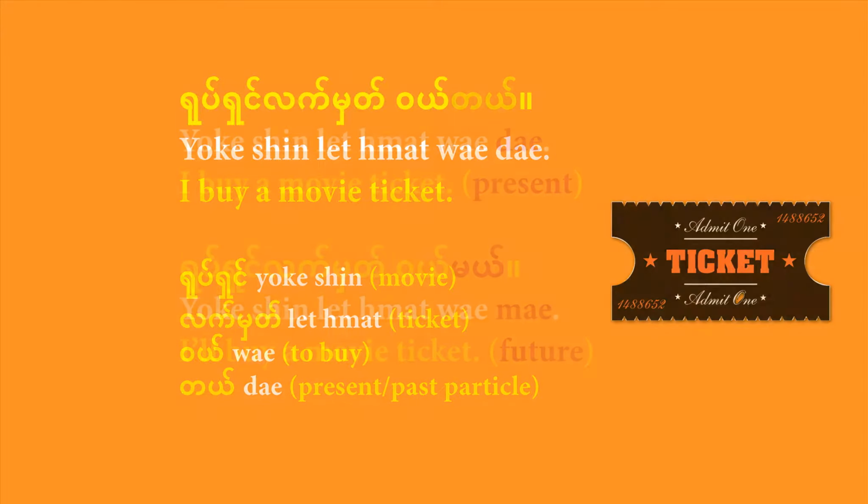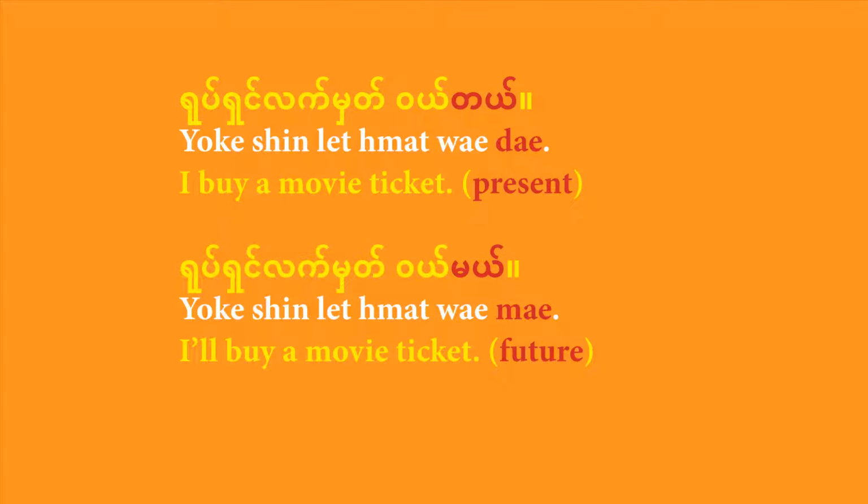There. The last particle in the sentence puts the event either in the past or the present tense. So this could be buy a movie ticket or bought a movie ticket. If this is about buying a movie ticket in the future, you'll need to end it with the sentence end particle meh, the future sentence end particle. So will buy a movie ticket will be Yoke lethmal wear meh.